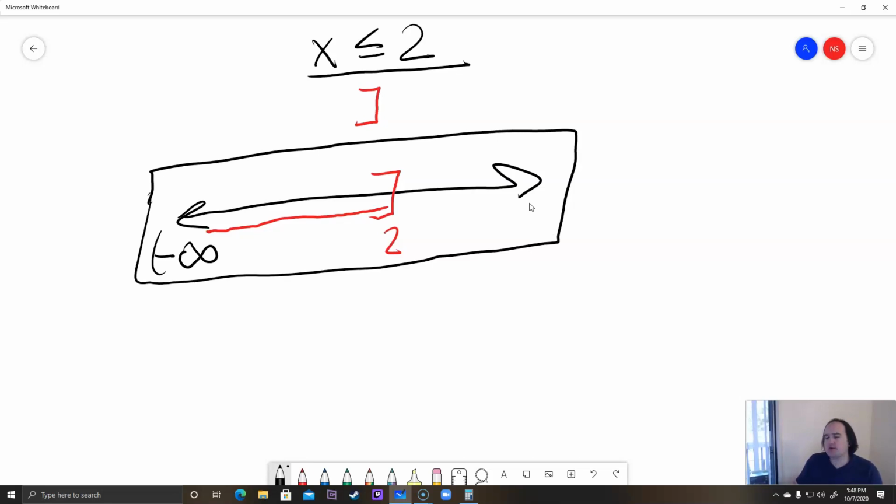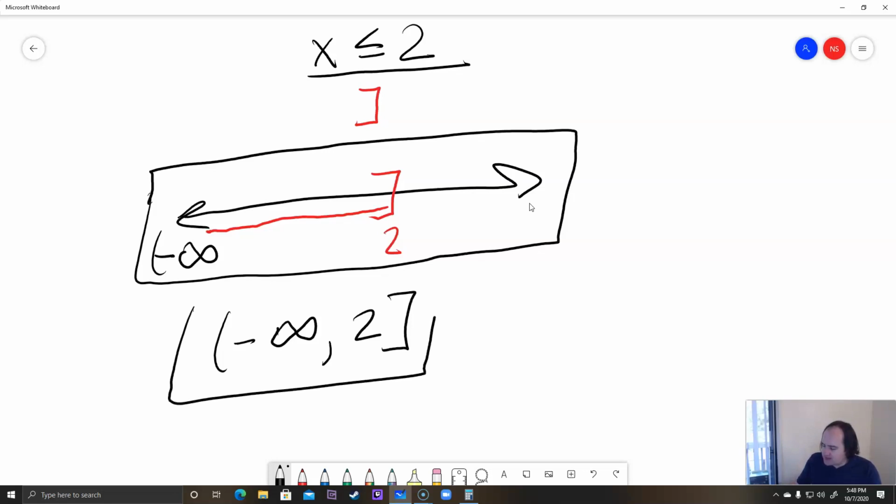Okay, and then our interval notation, we can see the left side of our graph is parentheses negative infinity. Okay, and then the right side of our graph is 2 with a bracket. So it's parentheses negative infinity, comma 2 bracket. And most of the other problems you should be good for those now.